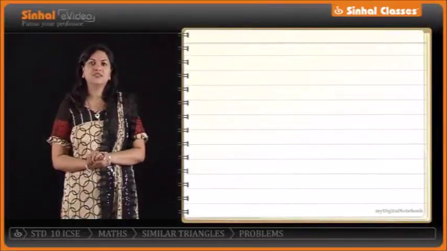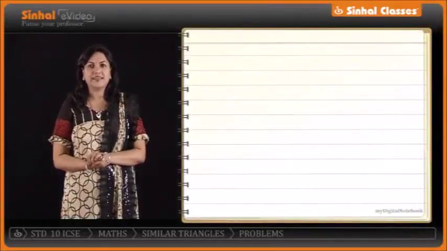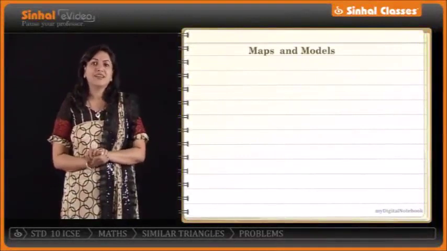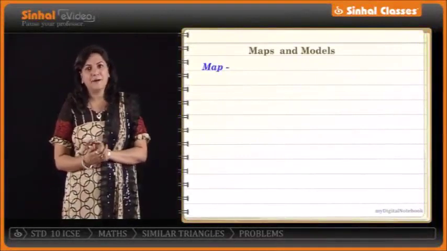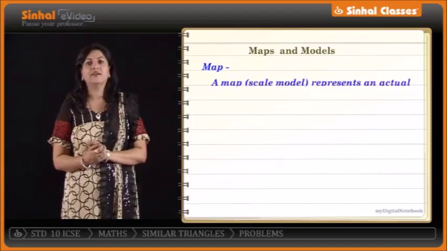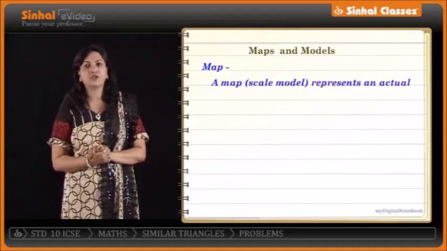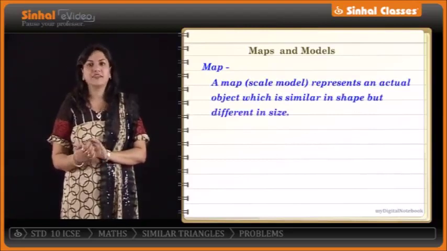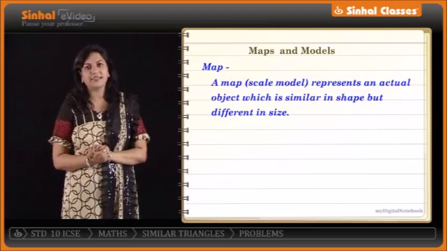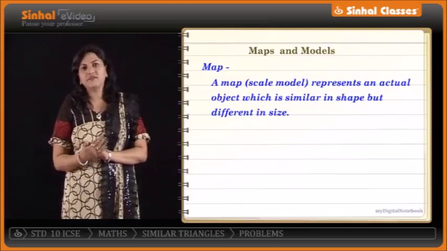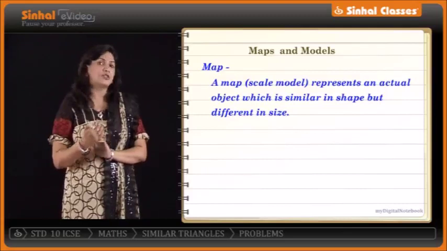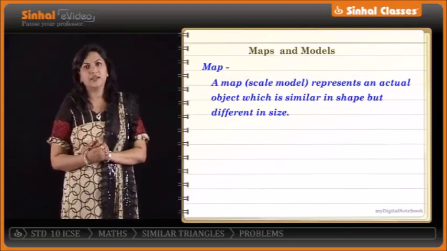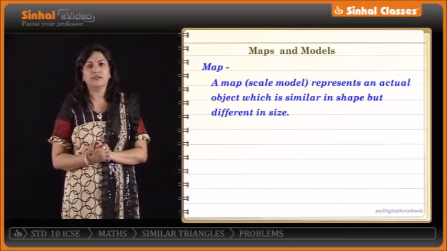Now let's move on to the next part of this topic, that is maps and models. Now what is a map? A map or a scale model represents an actual object which is similar in shape but different in size. A map contains a scale that indicates the ratio of the distance on the map to the actual distance. So the model of the map is similar to the actual model.